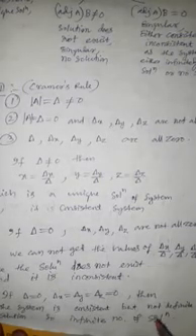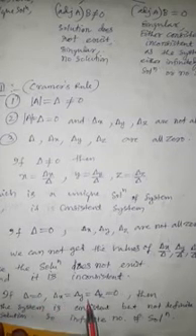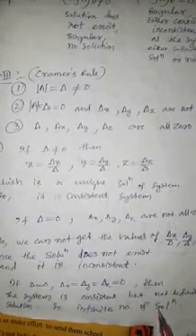Here, if delta is equal to 0 and delta x, delta y, delta z are equal to 0, then the system is consistent but has no definite solution. So it has an infinite number of solutions.